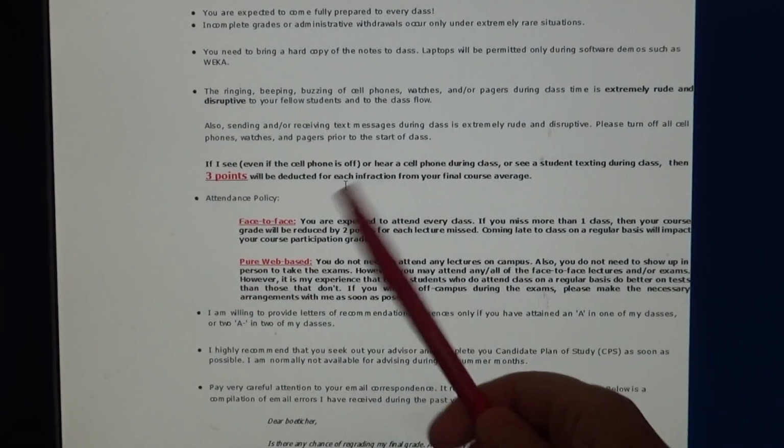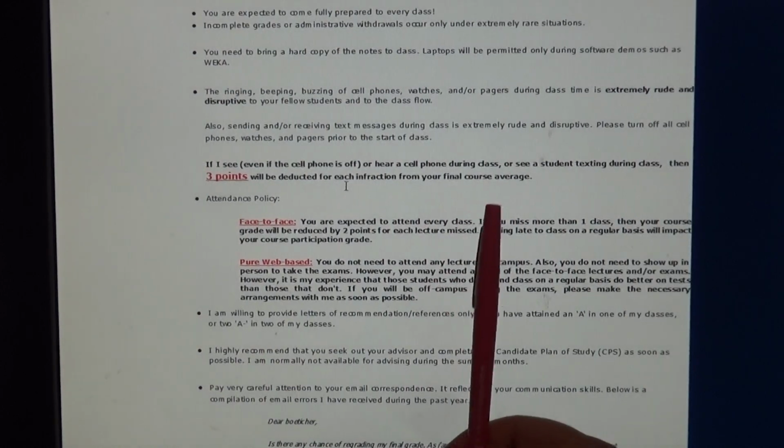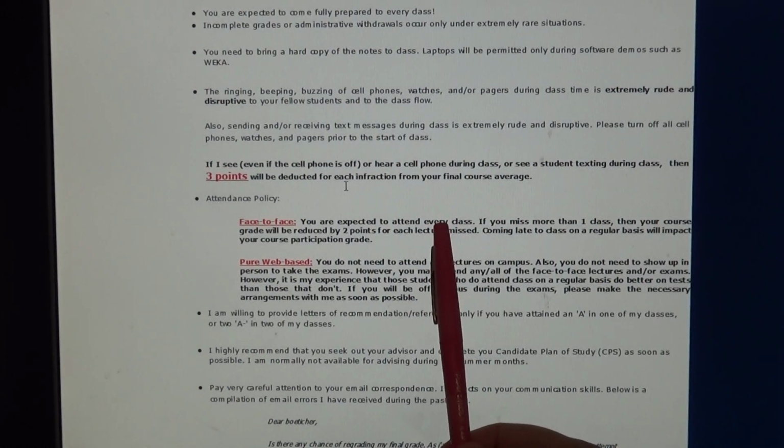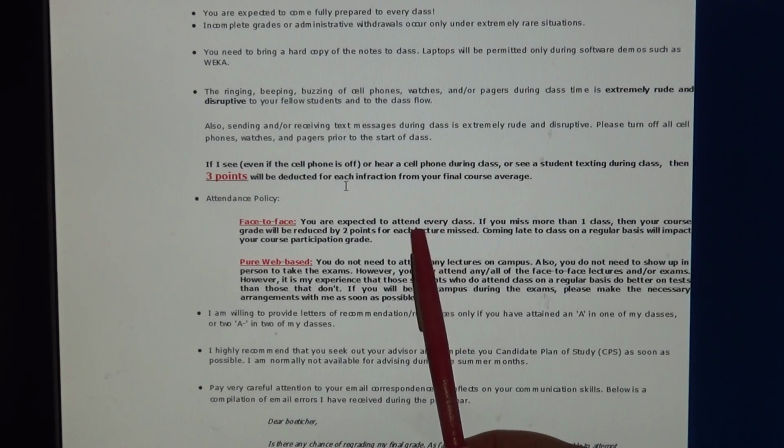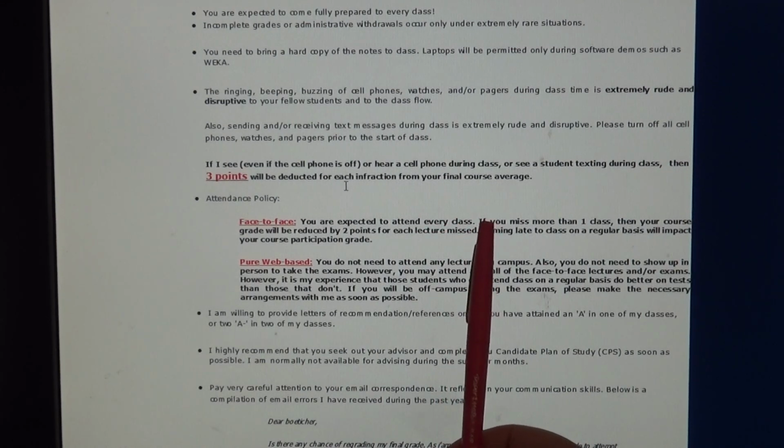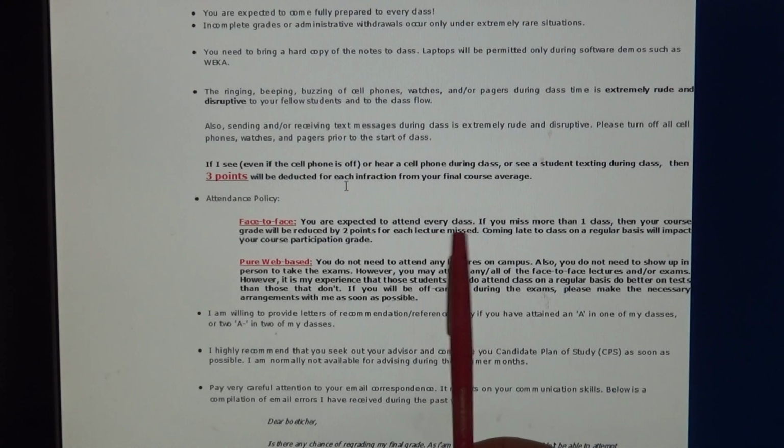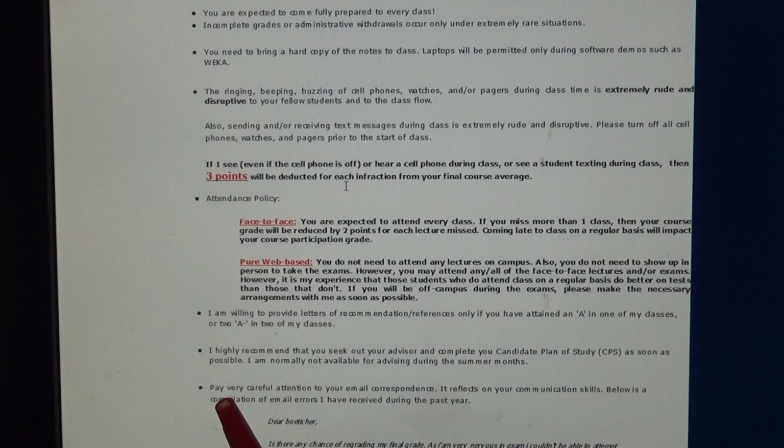Okay, the attendance policy: you're allowed to miss one class, and this first week doesn't count because class got canceled because of the hurricane. But going forward, if you miss a class, that's fine. But if you miss more than one class, you'll lose 2 points for each class that you miss.